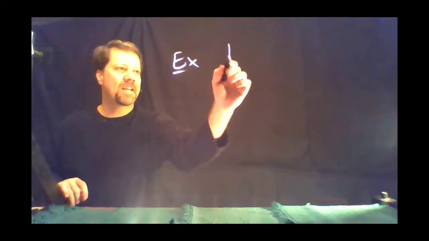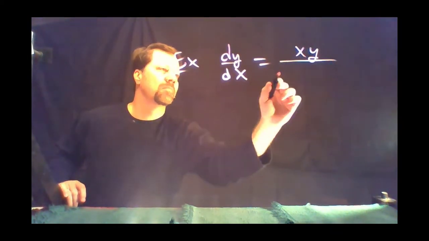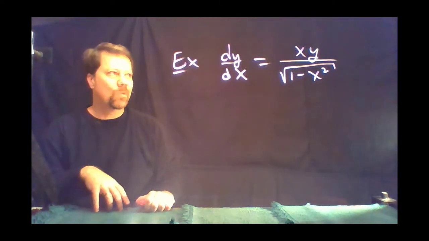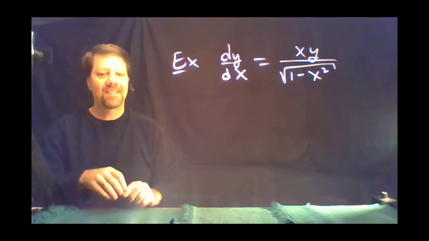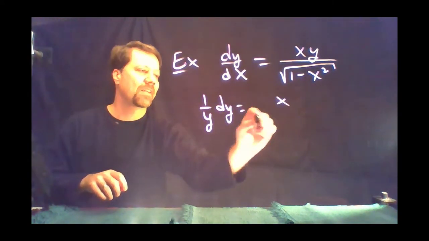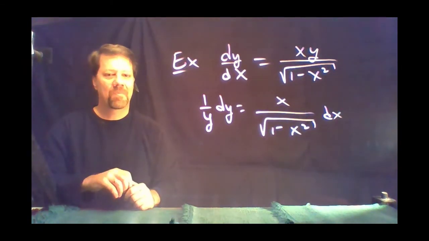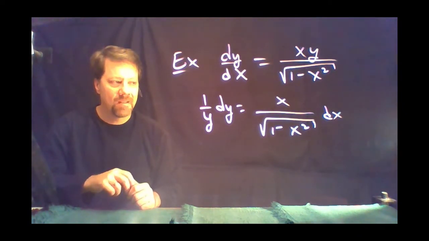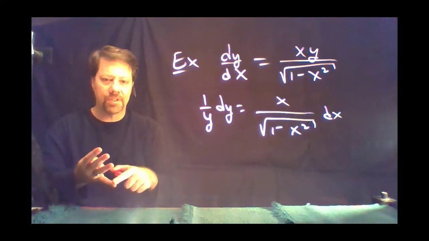In the next example, we'll have the derivative dy dx equals xy divided by the square root of the quantity 1 minus x squared. Yes, we can separate the variables easily enough. 1 over y dy equals x over the square root of 1 minus x squared dx. What is the method of integration? Name the method. Remember, we have substitution, partial fractions, trigonometric substitutions, and integration by parts.